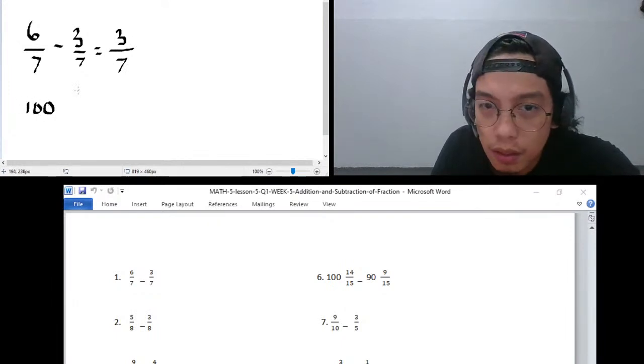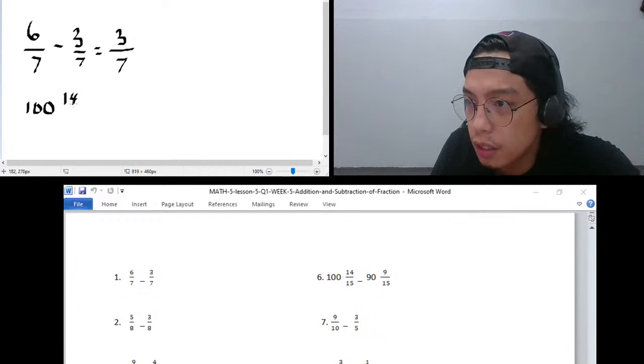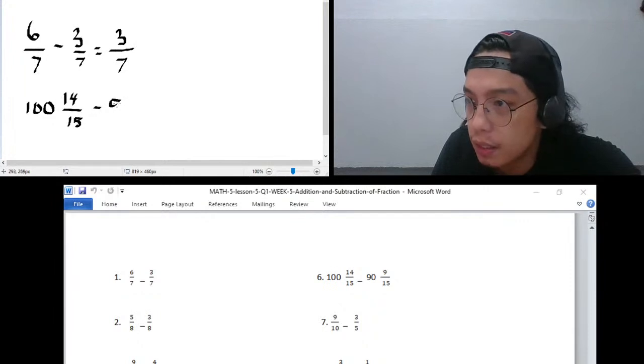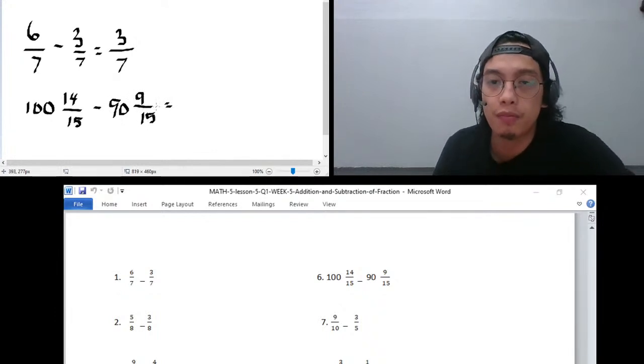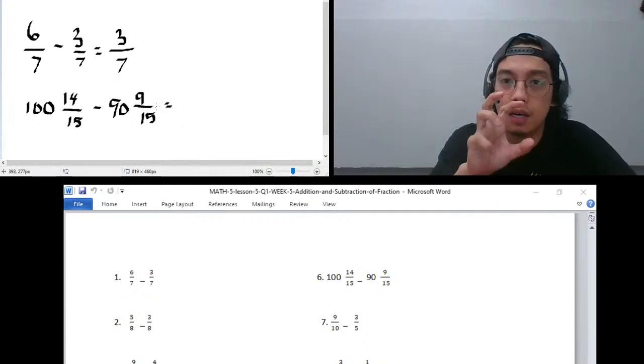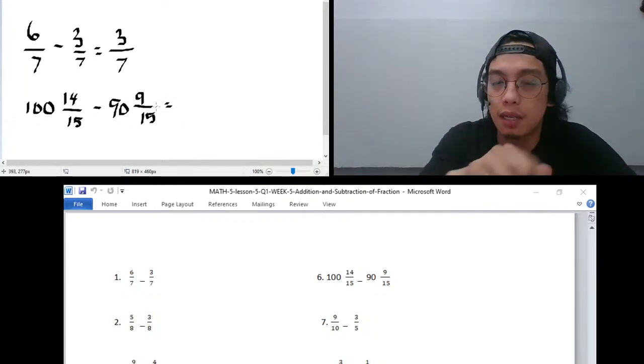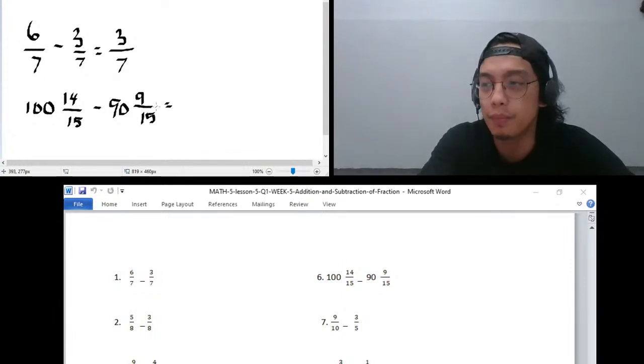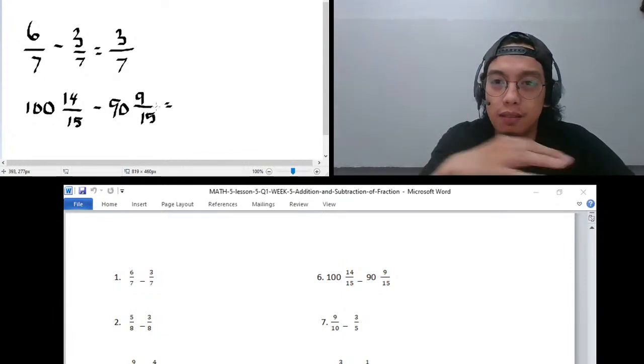Now this one is bigger: 100 and 14 over 15 minus 90 and 9 over 15. Okay, so if the first problem is bigger, the first group of numbers is in mixed form fraction, and next there's a minus.